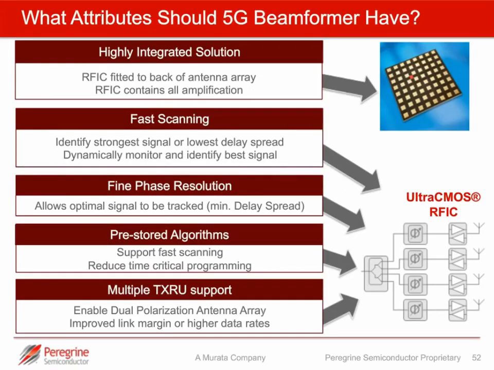So the attributes that we would require for a 5G beamformer would be something like this. Again, highly integrated solution, fast scanning. We have to track the user. So the user will be mobile in many cases, either walking or potentially in a vehicle. We need fine phase resolution so we can track the optimal signal. We minimize the delay spread. Pre-stored algorithms would be helpful in this case because this would help us with fast scanning. Less programming allows us to reconfigure the unit much faster. Multiple TXRU support. So this is going back to the idea that we may want more than one channel, either to track more than one user or to enable things like dual polarization, which give us link margin gains or data rate benefits.